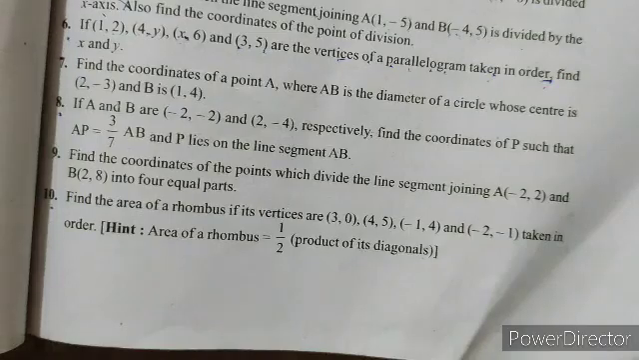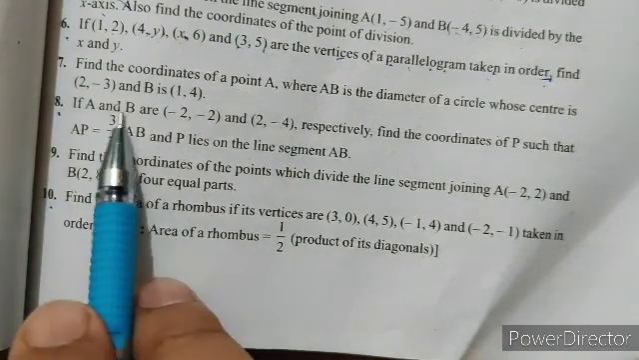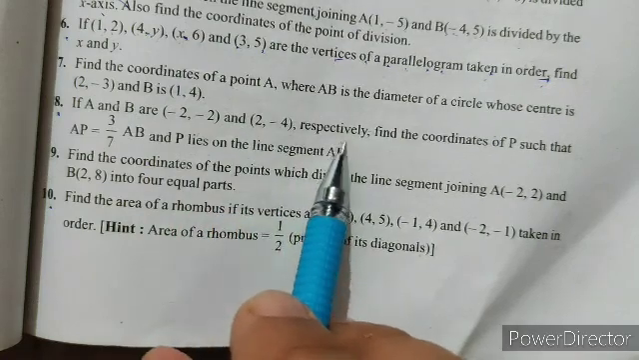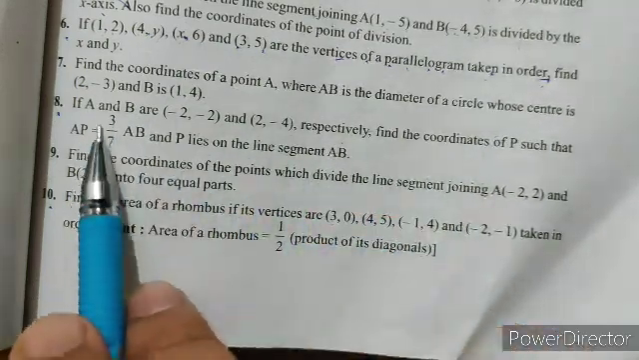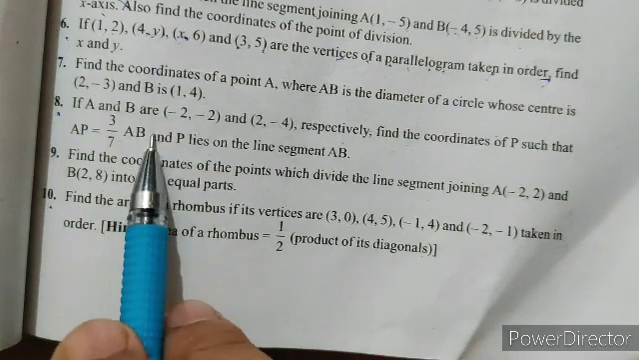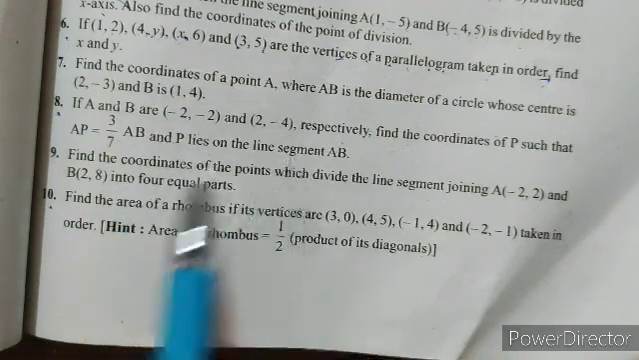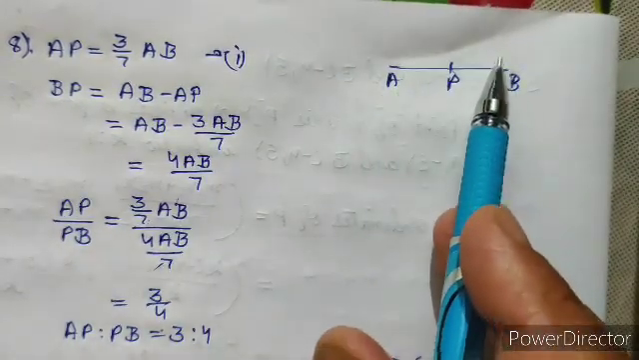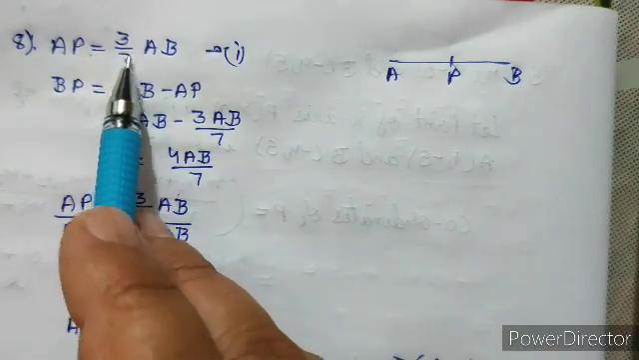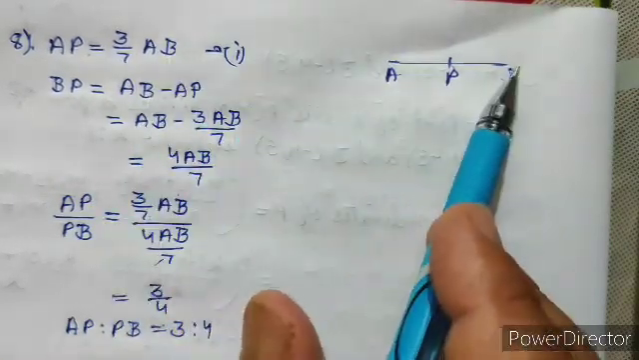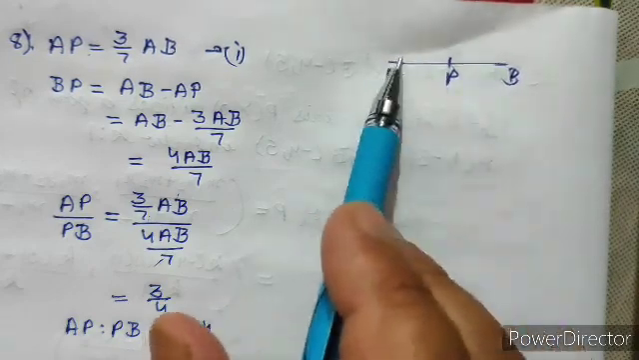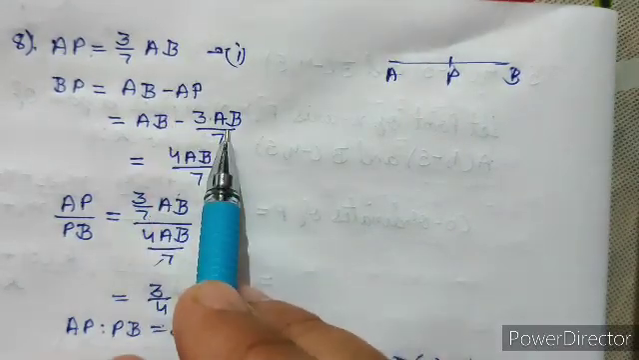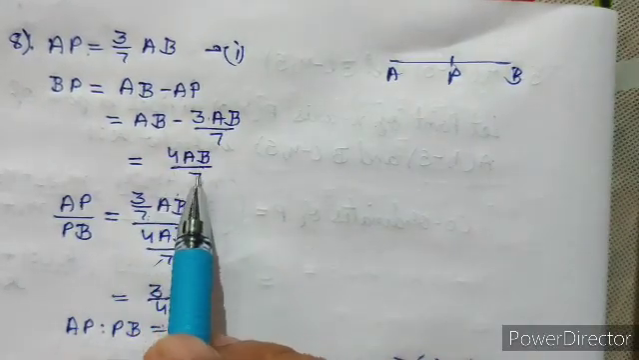In question number 8, if A, B are minus 2, 2 and 2, minus 4 respectively, find the coordinates of P such that AP equal to 3 upon 7 AB and P lies on a line segment AB. Now here P lies on a line segment AB and AP is given to us as 3 by 7 AB. Now that means BP will be equal to AB minus AP, and on putting the value of AP from the first, we are getting BP as 4AB upon 7.